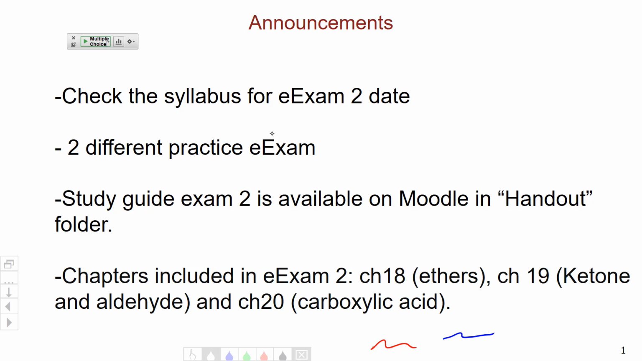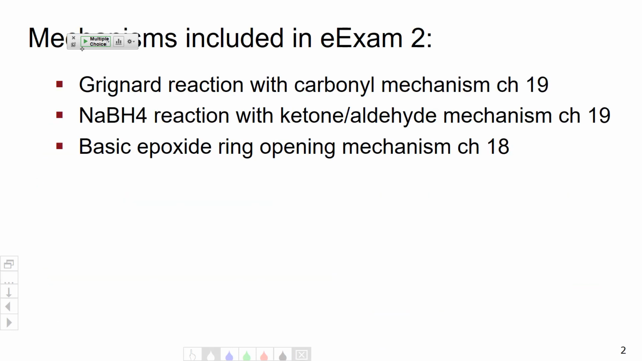Okay, good morning everyone. So the announcements about exam 2 are right here. The only additional thing is what are the mechanisms included in the exam that I didn't include in yesterday's lecture. So there are 3 mechanisms that are included, and here are the chapters in which you can find these mechanisms.